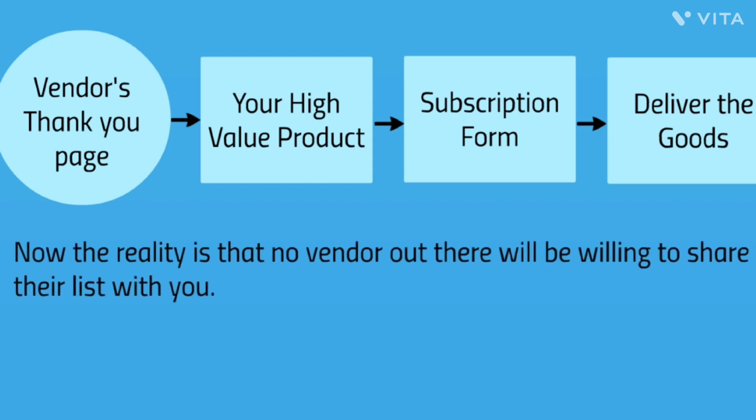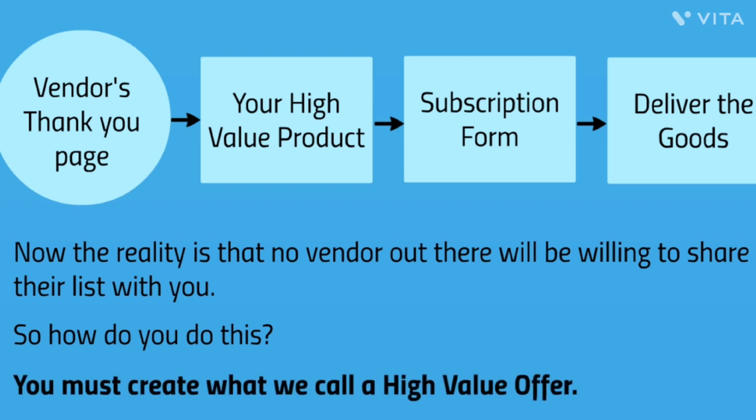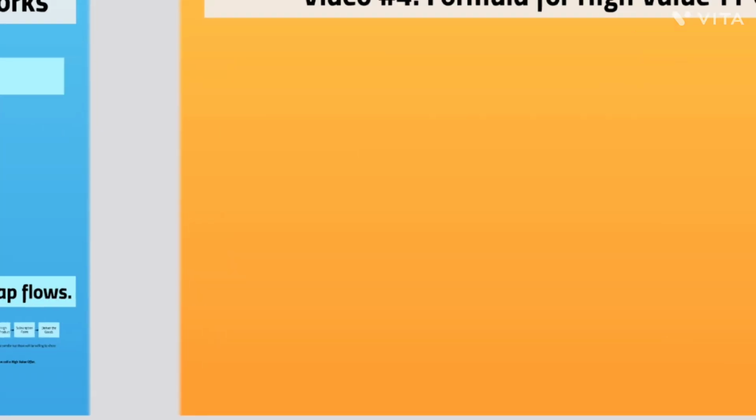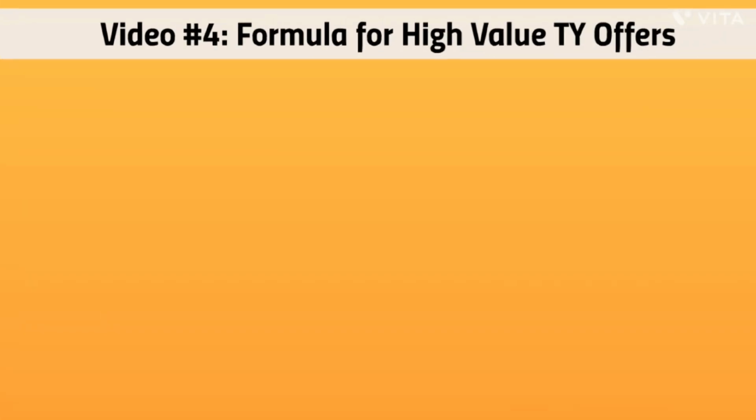Now, the reality is that no vendor out there will be willing to share their list with you. By all means, I will say that up front: no vendor out there is going to share their list with you. So how do you overcome this? How do you go about this? Well, you must create what we call a high value offer. So in this case, this is this right here. That's basically how that formula works.